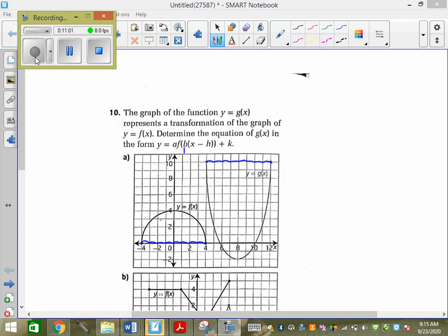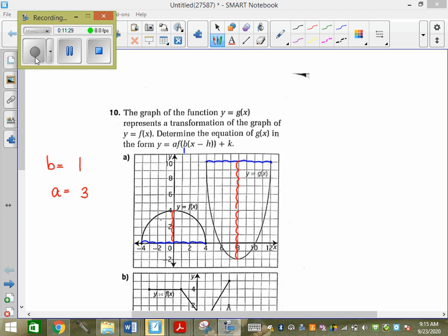Let's look at our vertical stretch. F was 1, 2, 3, 4. It's now 1, 2, 3, 4, 5, 6, 7, 8, 9, 10, 11, 12. So I know my B is 1. What's my A? A is 3, because I have to stretch it vertically by 3, right?